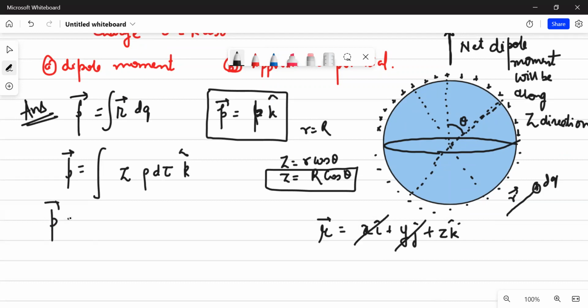So I will write p vector would be equivalent to writing integration, and what is z? I think it is capital R cos theta. And what is rho? Rho was given as k cos theta, so I will write k cos theta. And then I will write d tau.